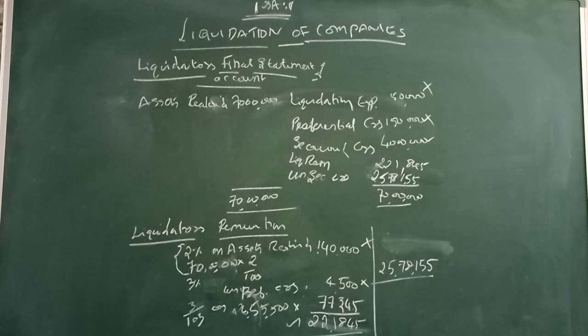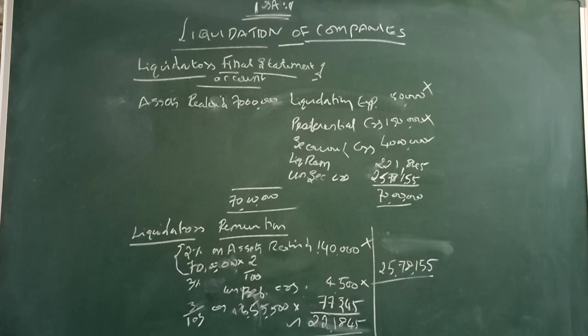In that manner, of course, that is not given in this question. So we are taking the straight question. This is a very straight question. What is the asset realized? 70 lakhs. Then, first, liquidation expenses is given as 50,000, that we are paying. Preferential creditors, that we are paying.